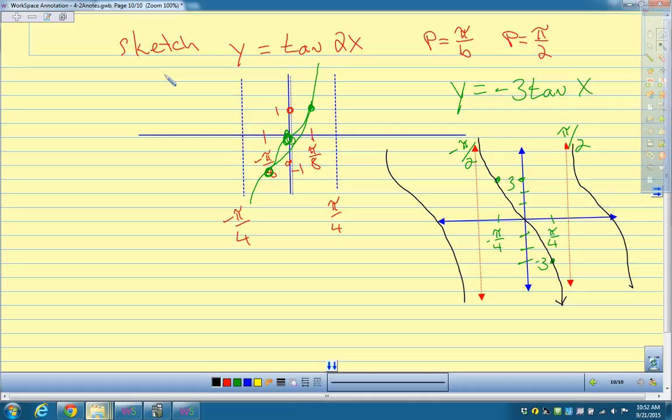I gotta teach you one more. What time do we get out? 10 after? Uh-oh. I got 8 minutes to teach you about cotangent functions. Okay? I'm gonna go fast.